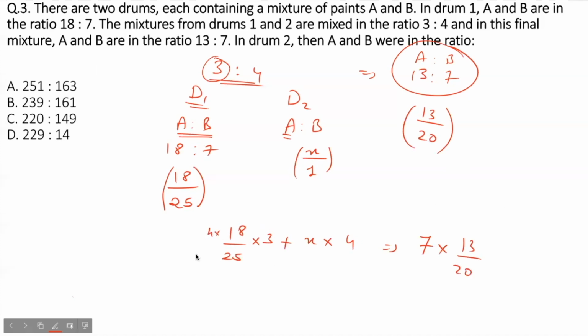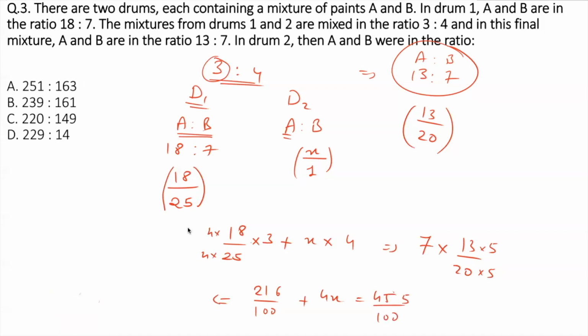Now this you can further simplify. Multiply above and below with 4 here, and multiply above and below with 5 here. So you're going to get 4 into 18, 72, into 3, 216 divided by 100, plus 4x is equal to 13 sevens are 91, into 5, 455 divided by 100. This will give you 4x is equal to 239 divided by 100, followed by the value of x as 239 divided by 4 into 100, which is 400.